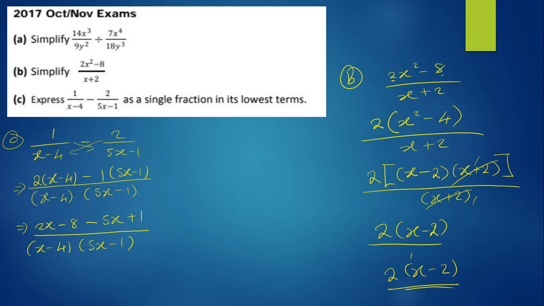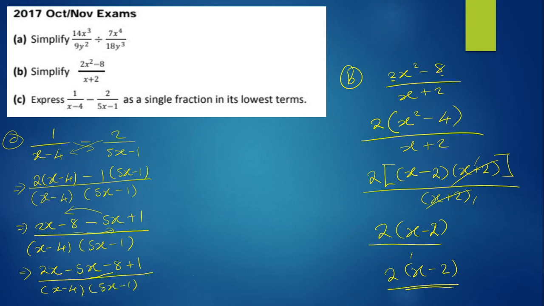And then here, what do you do? You need to collect like terms. So this will move to there, and then this, because 2x and negative 5x, those are like terms. And then this negative 8 and positive 1, they are like terms. So negative 8 will move that side. So you're going to have 2x, you're going to have negative 5x like that, and then you're going to have negative 8 plus 1 like that over this same denominator you're having, x minus 4. Then 5x minus 1 like that.